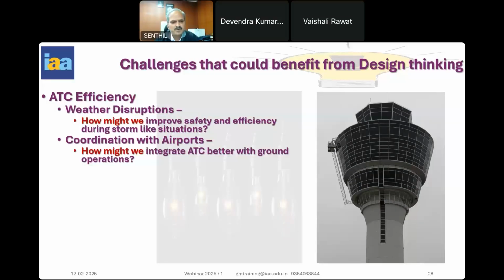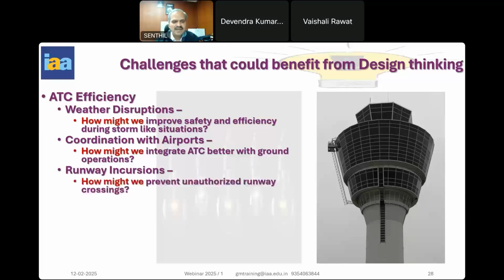Then coordination with the airport: how might we integrate ATC better with ground operations? Then runway incursion: how might we prevent unauthorized runway crossing? We have so many facilities, but still, can anybody tell me any part of the world where no runway incursion happens, or no bird strike happens? In the last two or three months, we are seeing so many accidents. It means we are lagging somewhere. We are missing that safety margin all over the world. So something is happening. We should not wait for something to happen. We need to pull up immediately and start seriously understanding this.